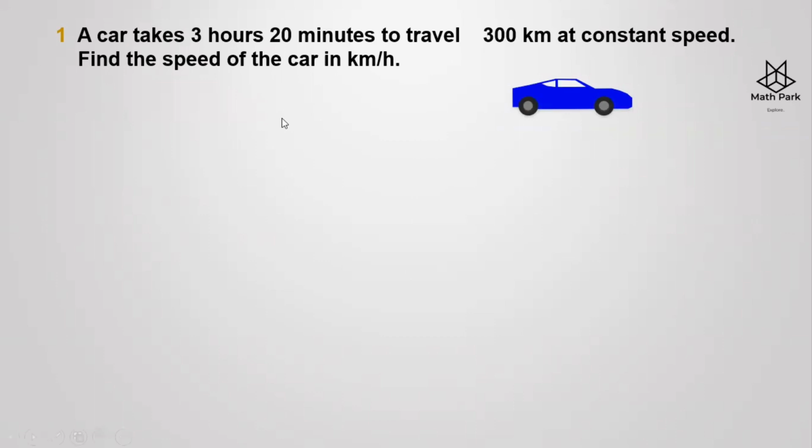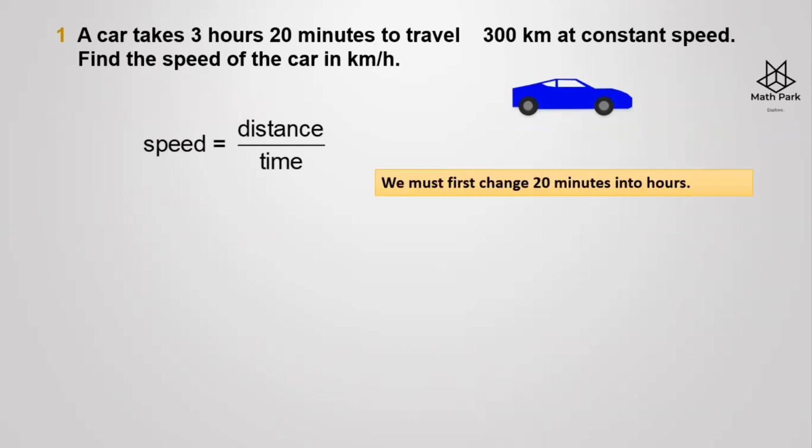Now the time is given in hours and minutes, so we need to convert those minutes to hours. Speed is distance upon time. So we first change 20 minutes to hours. Converting minutes to hours, we have just seen that we divide by 60. So it is 1 by 3 hours.